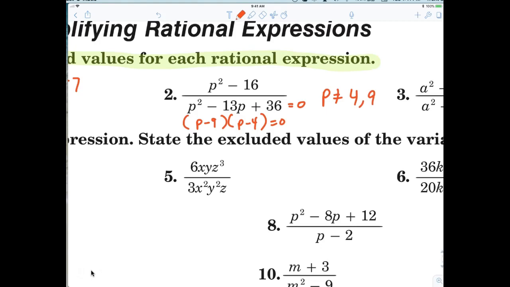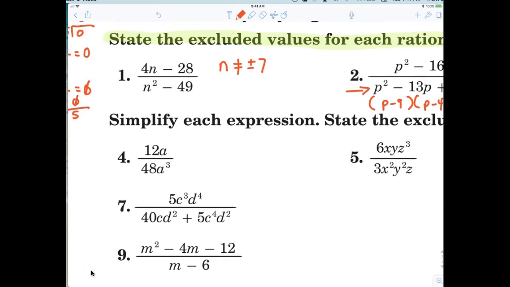If I plug 4 in for P, what am I going to get? 0. If I plug 9 in for P, what am I going to get? 0. And I can't have a 0 in the denominator. The numerator makes no difference. Can the numerator be 0? Yes, because 0 over anything is what? 0. Is it plus or minus 4? Why would it be plus or minus 4? The other one. That's the answer. Why is the other one plus or minus, do you think? Because it doesn't matter. Exactly. If you plug 7 in or negative 7, you're still going to get 0.